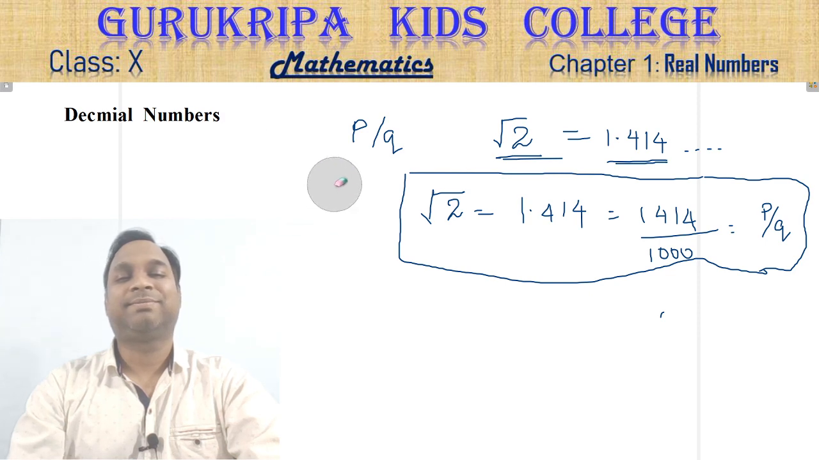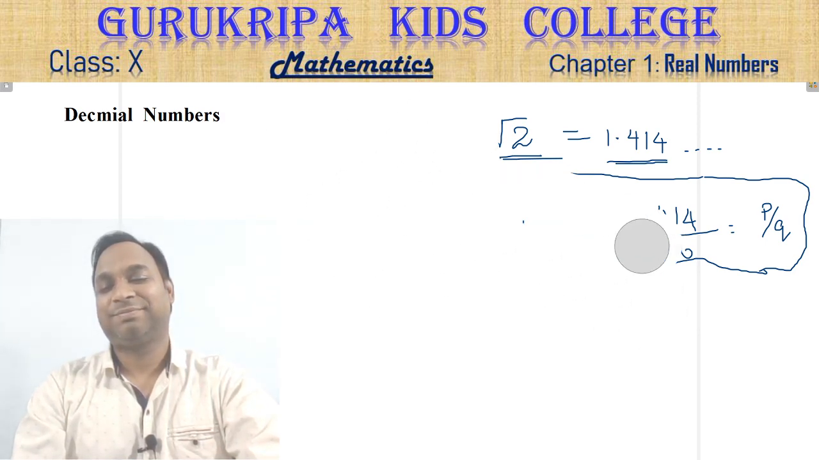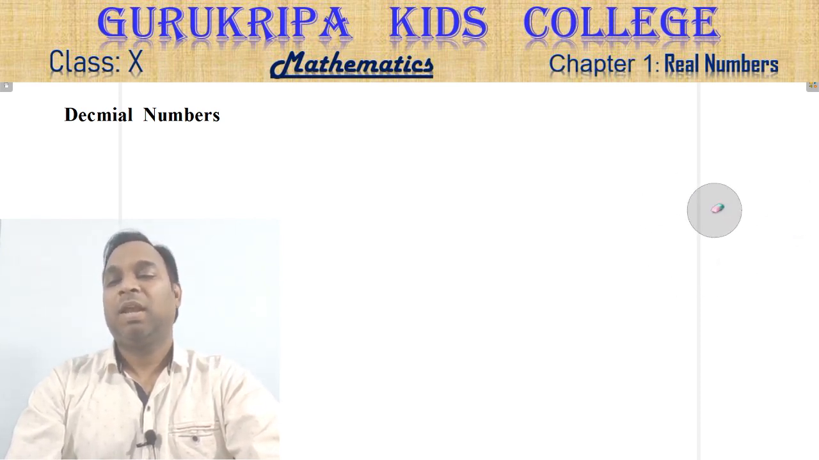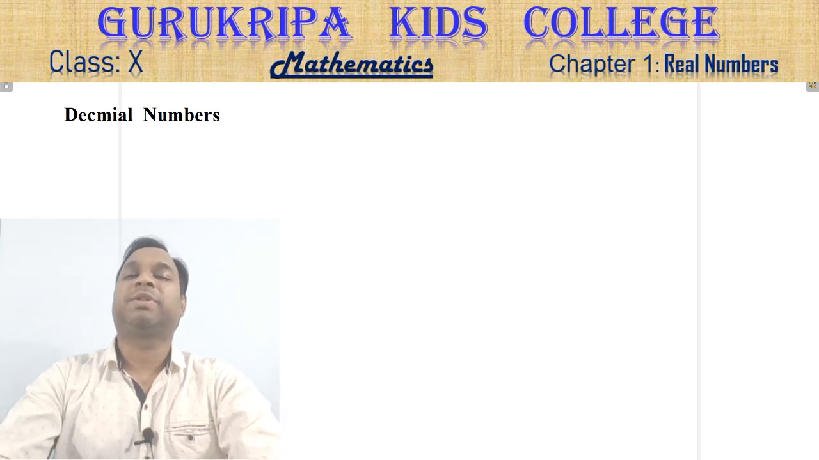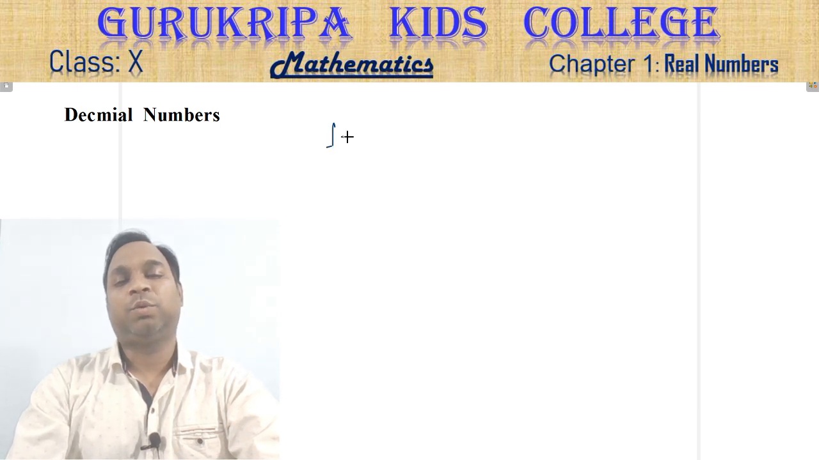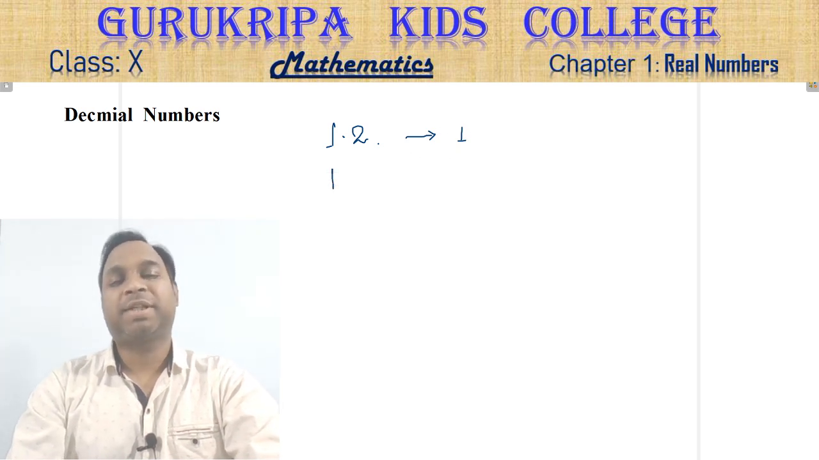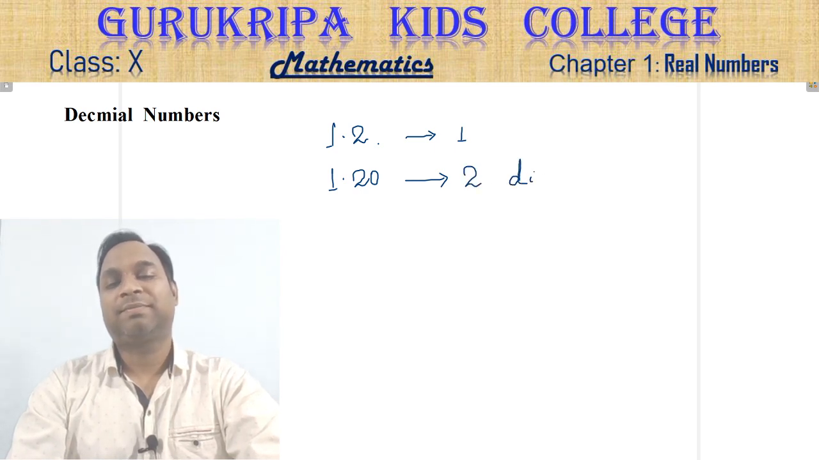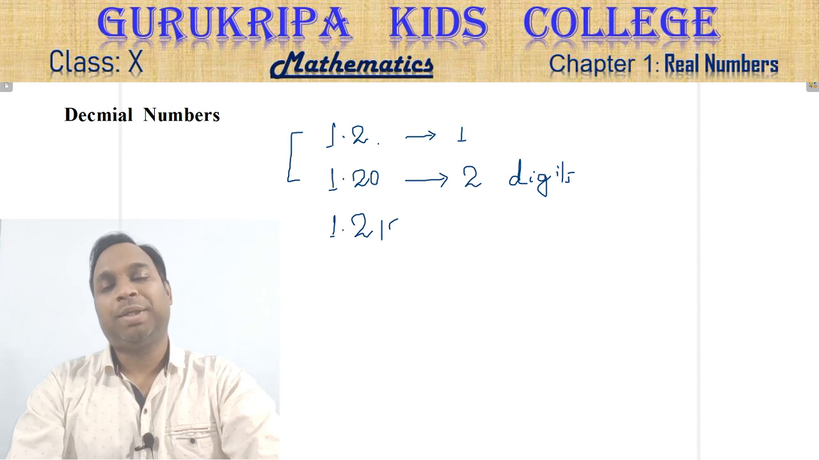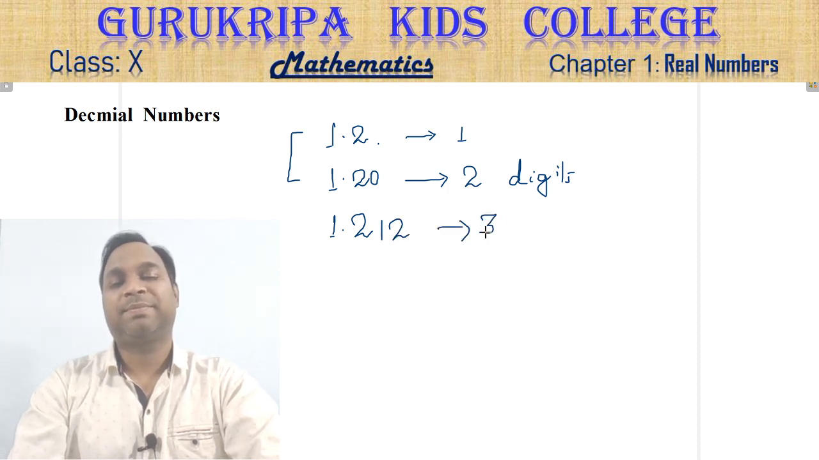Okay. So before we get into this, I want to play a game with you. You have to write a decimal number with as many digits after the decimal point as possible. Let's say I write a number 1.2. So there is one digit after the decimal. How many digits can you write? 1.20. This makes it two digits. But both the numbers are the same. So if you write 1.212, this makes it 3 digits.